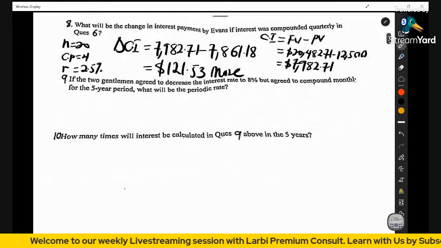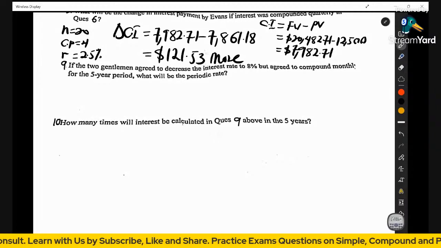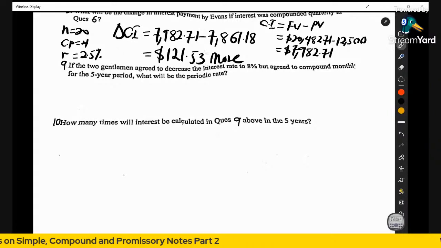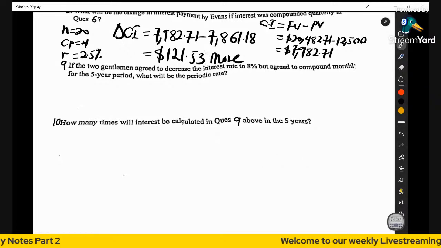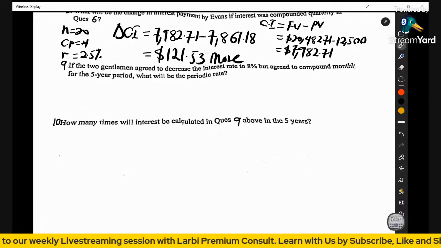Then question number 9: if the two gentlemen agree to decrease the interest rate to 8%, so from 12% to 8%, but agree to compound it monthly for a 5 year period, what will be the periodic rate? So there is a change in the annual rate from 12% to 8%, but also a change in the compounding period from semi-annual to monthly. So what will be the change in the periodic rate?